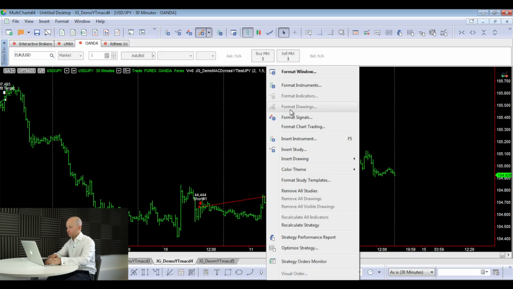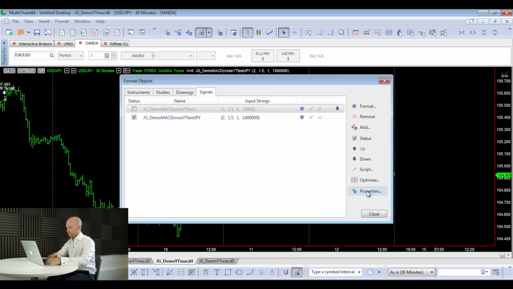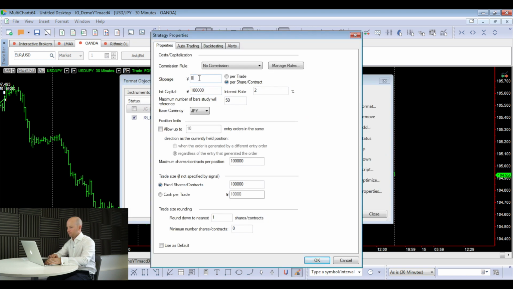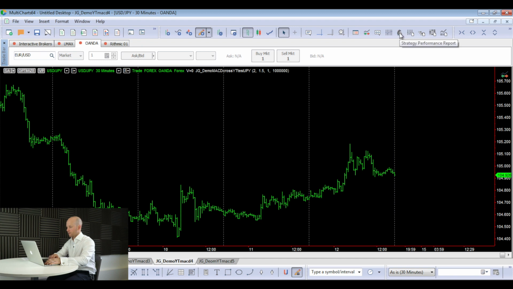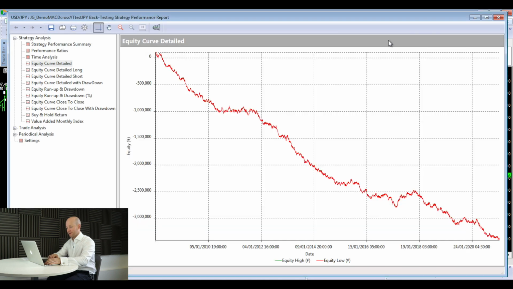And if we introduce trading costs to this strategy, the trading costs are slightly different because we're dealing with yen now, not dollars. The equity curve only gets worse. So it's a money losing strategy the whole way on dollar yen on a 30-minute chart.